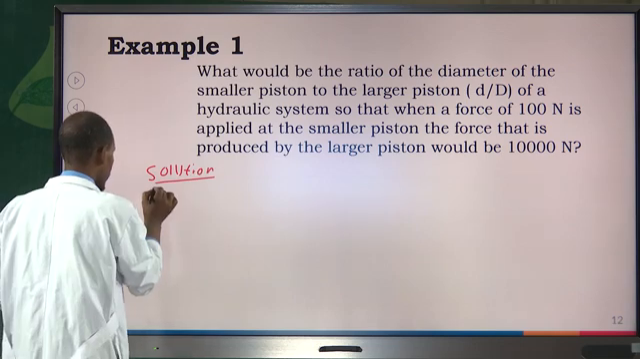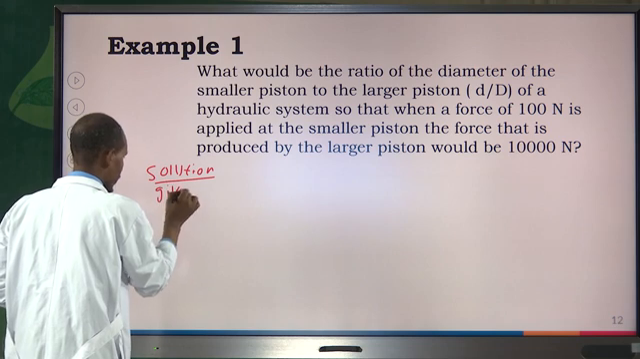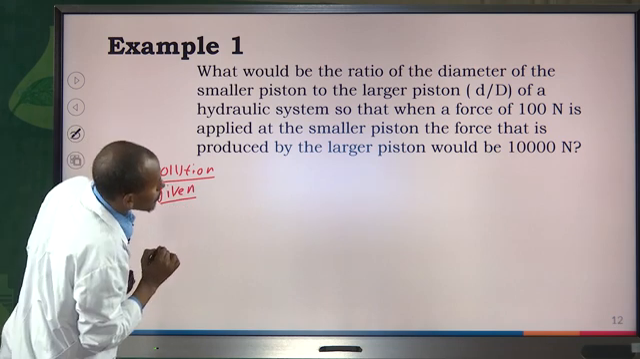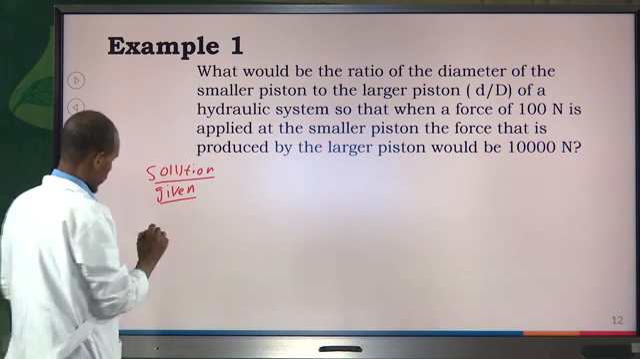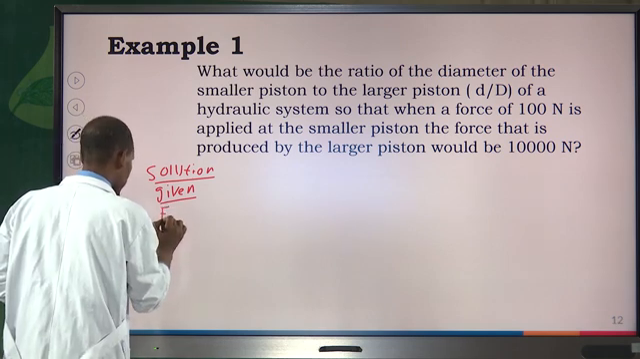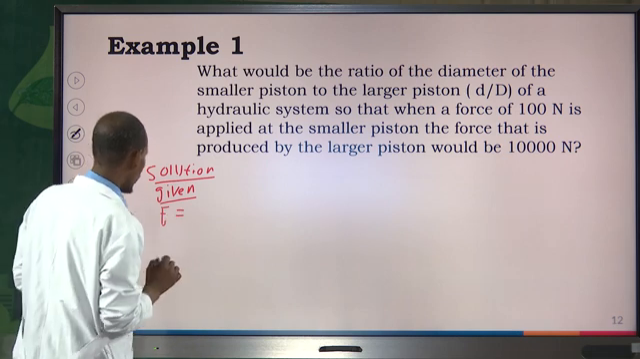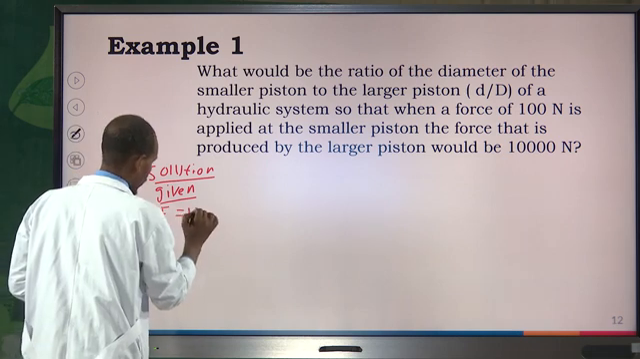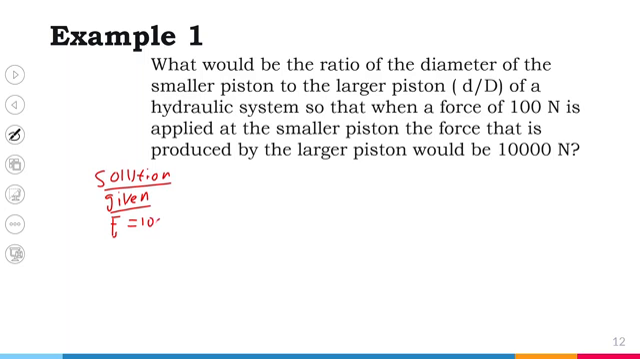Solution. Given: the force of the small piston is equal to 100 Newton, and the force of the larger piston is equal to 10,000 Newton. Then the required is the ratio of the diameter of the smaller piston to the diameter of the larger piston.